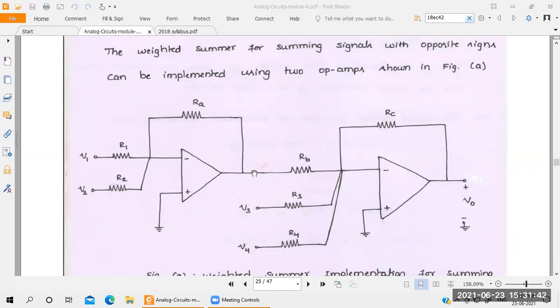Here the output of the first op amp is connected to the input of the second op amp. They have taken seven resistors here. R1 for the V1 voltage, R2 for the V2 voltage, RA for the feedback resistance of the first op amp, RC for the feedback resistance of the second op amp, and RB for the negative input of the op amp, for controlling V0, then R3 for V3, and R4 for V4. From this we can find out the output voltage.